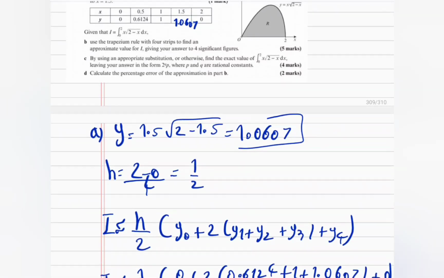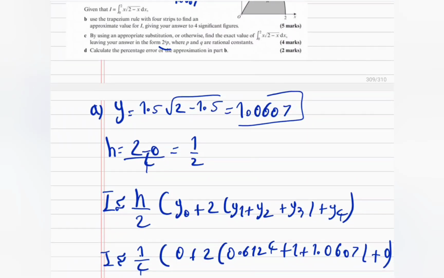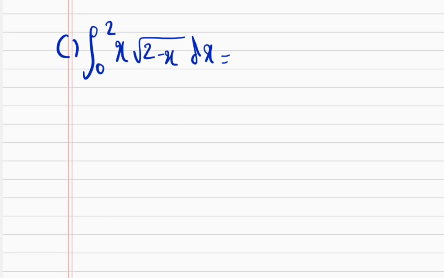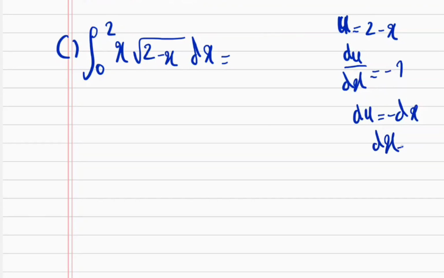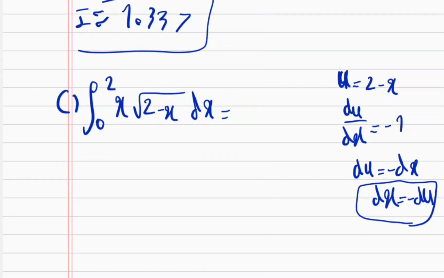In part C, we want to use an appropriate substitution to solve this integral, and the answer has to be in the form 2 to the power of q times p, where p and q are rational constants. A natural substitution is setting u equal to 2 minus x, because that's what we normally do when we have a square root. That means du by dx is minus 1, which means du is minus dx, therefore dx is minus du. We can also rearrange this, which gives us x is equal to 2 minus u.